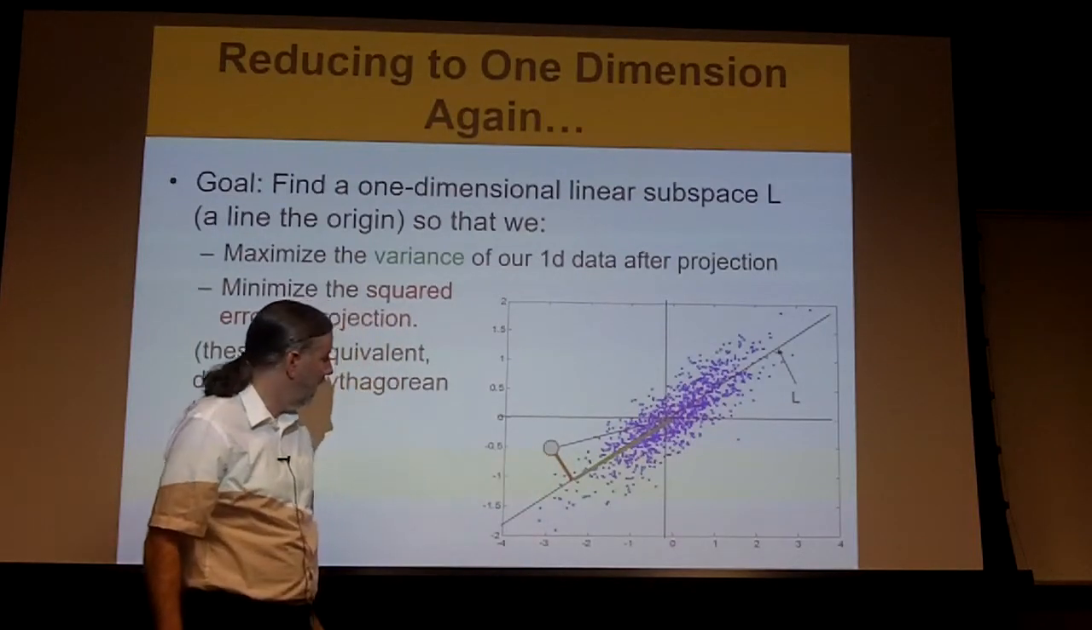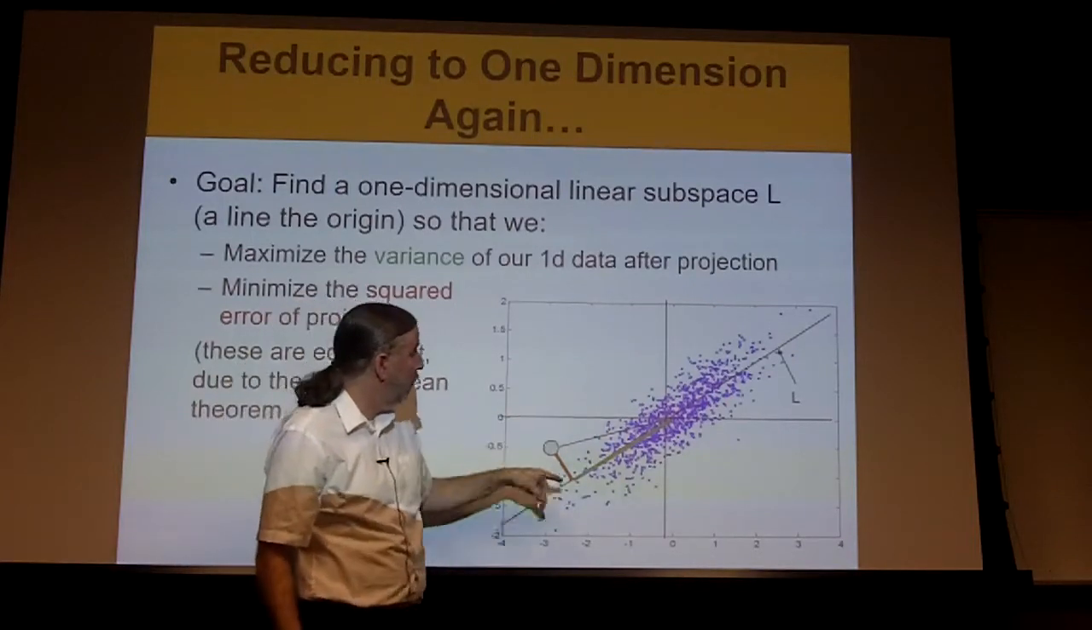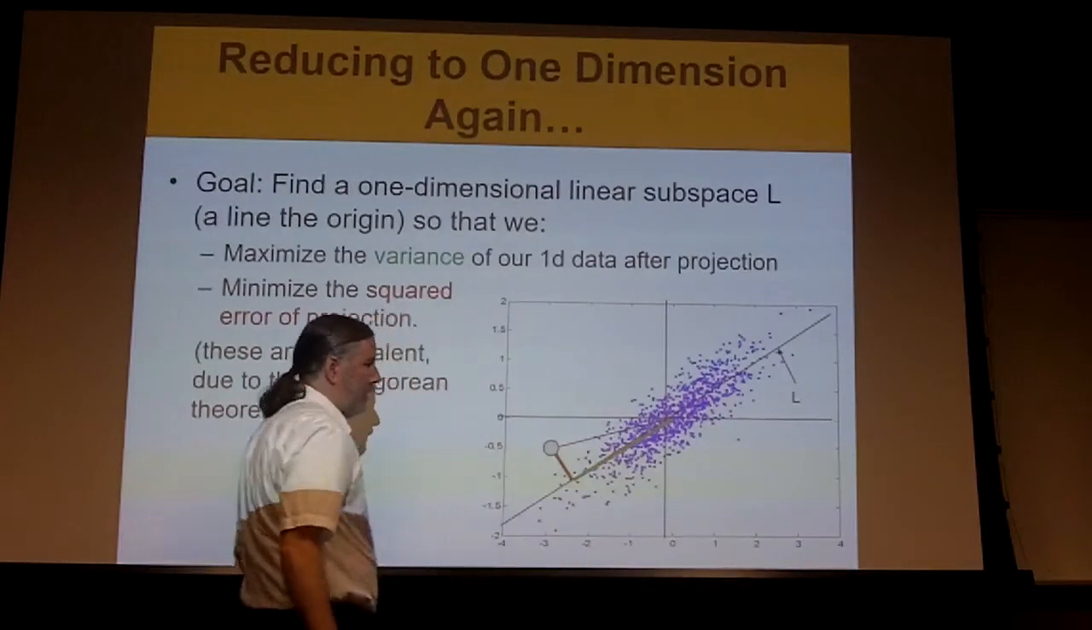That's this red distance right here, and square that. That's kind of the squared error of projection. If you add that up over all the points, I want to minimize that. So each point should travel a minimum distance towards its projected value.